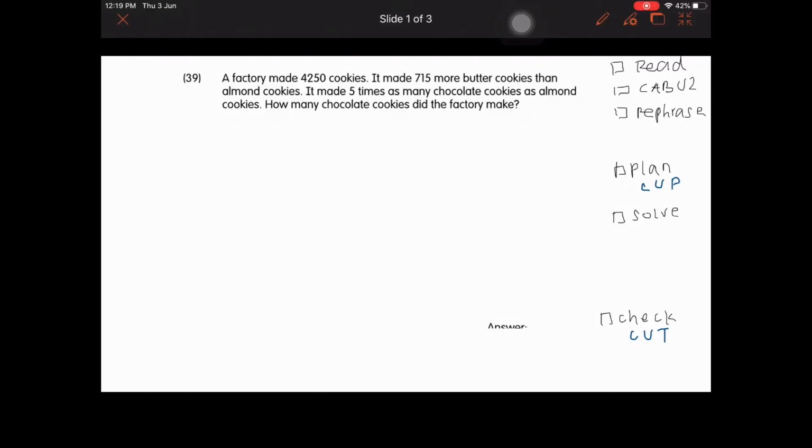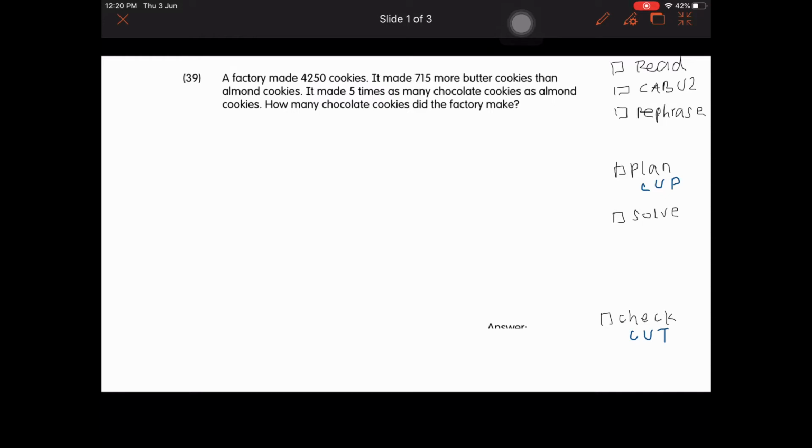In word problems, we read, then do CAP U2. Second, we rephrase, then plan using CUP. Number 3, you solve. Number 4, check using CUT.